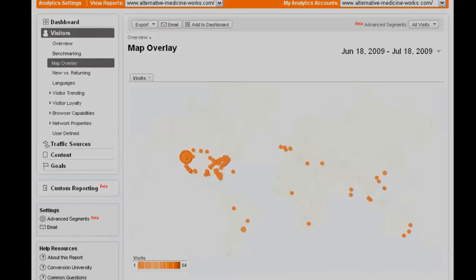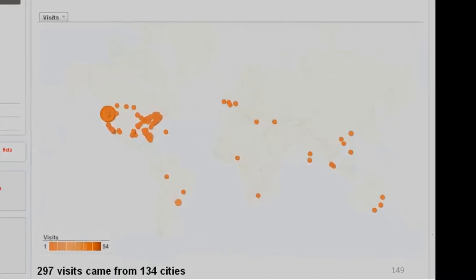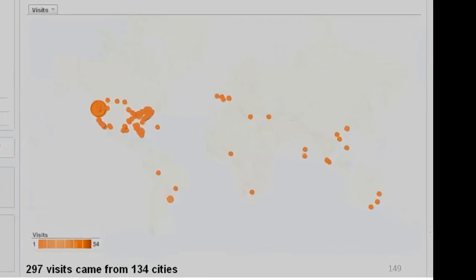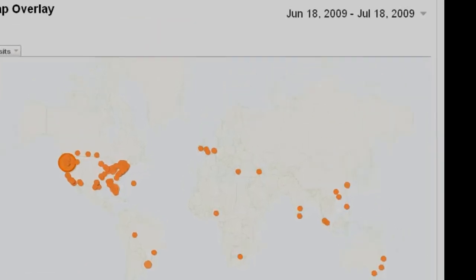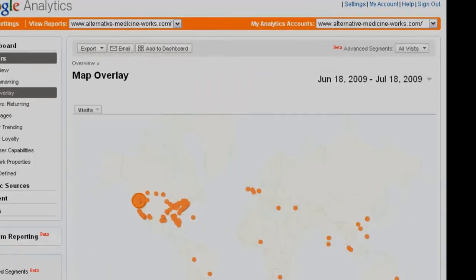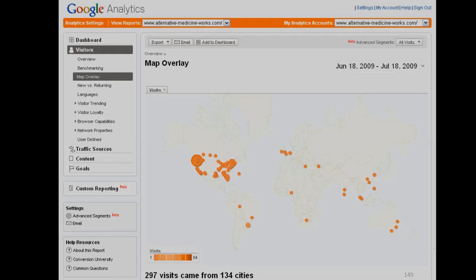I showed you before that one of the ways that you generate income is by going outside of your local area. And here's that map just for that particular web page. This shows that I got 297 visits that came from 134 cities, and that's just in 1 month. If you look, it's June 18th to July 18th. So in 1 month, 297 people landed on that webpage, and they came from 134 cities.